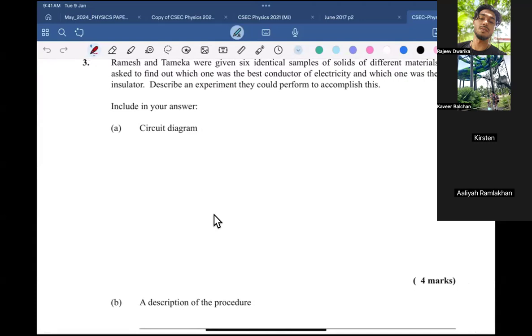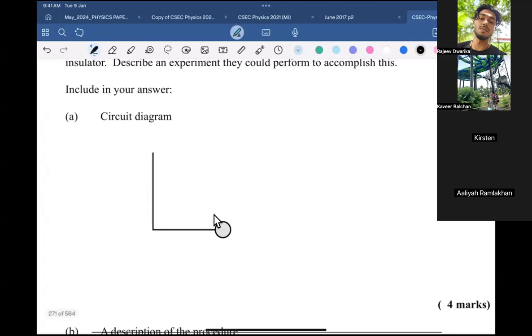Okay. So you want to make a circuit where you can switch out components and see the effect on the circuit, right? You are given six identical samples of solids. If they're identical, wouldn't that also mean the shape and size, everything is the same? The only difference is the type of material. So this is what we're going to do. We're going to make a circuit that has a bulb in it. The reason for a bulb is that you can see if a bulb lights, and if it's lighting, you can see how bright it is.